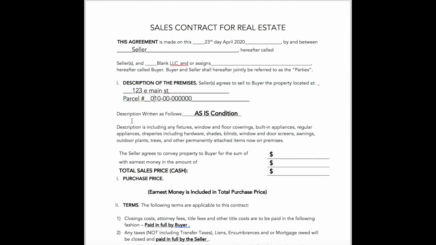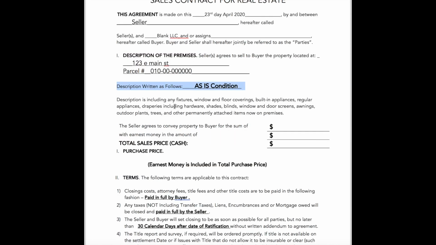And then right at the top, as investors, usually ourselves, we're buying this as is. So right here, in case the seller has any questions, it says we're buying it in as is condition. The description includes any windows, floor coverings, built-in appliances, draperies. So basically they can't tear the house up when they leave. So that's what this stands for. So then down to the fun part.